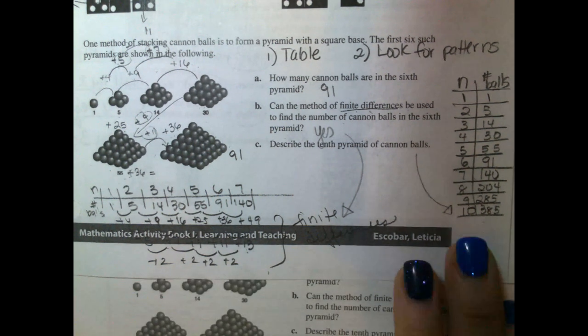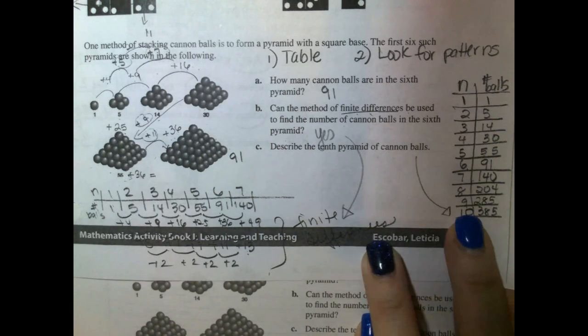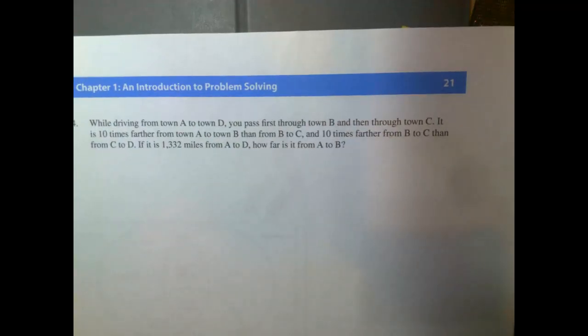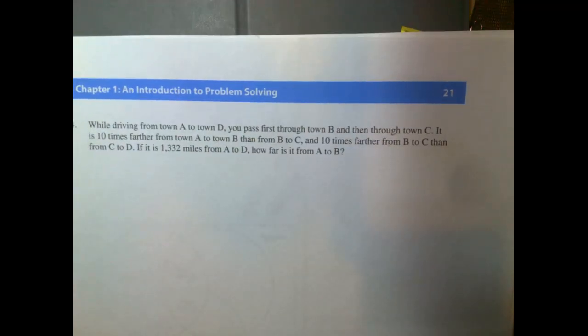And then the other one that is very similar to the one that you have in your homework, right? The one that you have in your homework is about distances, right? In this one, they say you're driving from town A to D, passing through B and then C. And then they say that from A to B is 10 times farther than from B to C, and then from B to C is 10 times farther than from C to D, right? And then the total number of miles is 1,332.